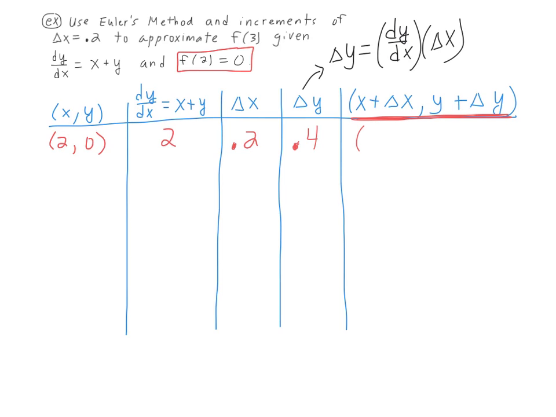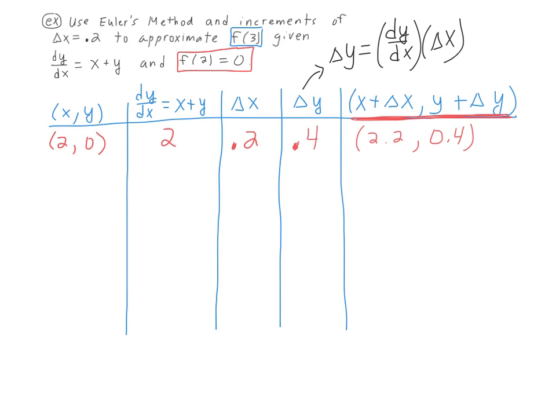So we have a starting x value of 2. We're adding on 0.2, so we have a new x value of 2.2, and a new y value of, well, we started with a y value of 0. We're adding on 0.4, so 0.4 would be the new y value. We are then going to repeat this until we get to the value that we're trying to approximate, which is f of 3. So if we're starting at 2 and we have to get to 3 and we have increments of 0.2, you can see that we're going to need to do this 5 times, right?